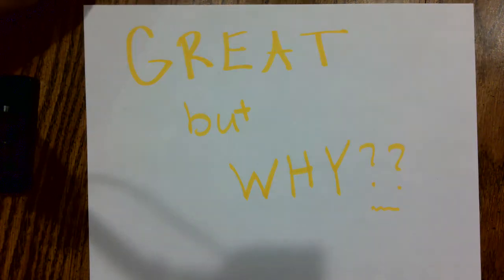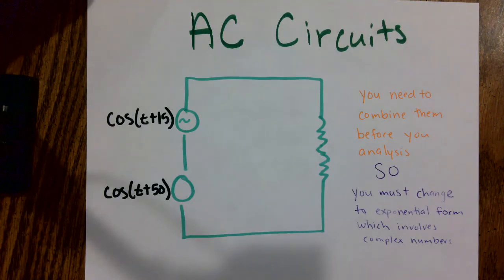Well, Mrs. Frickman, that's great, but why? Why with the complex numbers? Why would we have to add two phases together? One example would be AC circuits. So let's say you have two voltages with different phases put into a circuit like so. I'm not good at drawing, so just to let you know. You need to first combine them into one before you can analyze it. So then you must change to the exponential form, which I just showed you, and you needed the complex numbers in order to do that.